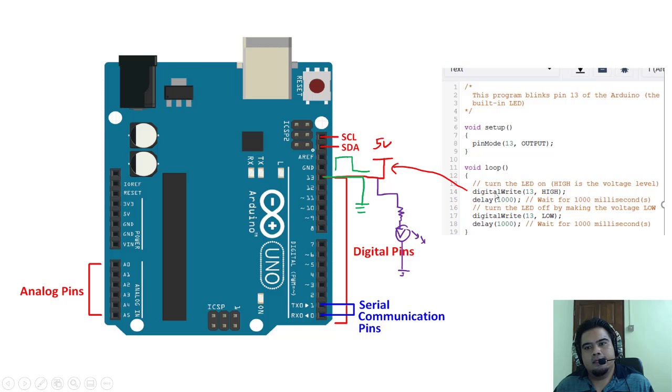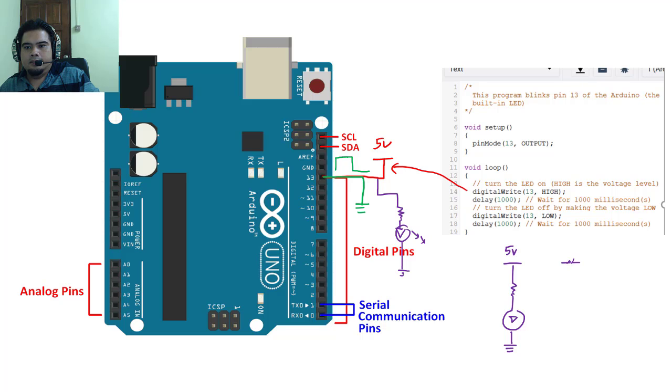So let's say I discuss this one, digital write 13 high. If I take this circuit and separate it into this area, it looks like, if you apply digital write pin number 13 high, then it will become like this. But if you execute digital write pin number 13 low, then it will become something like this.